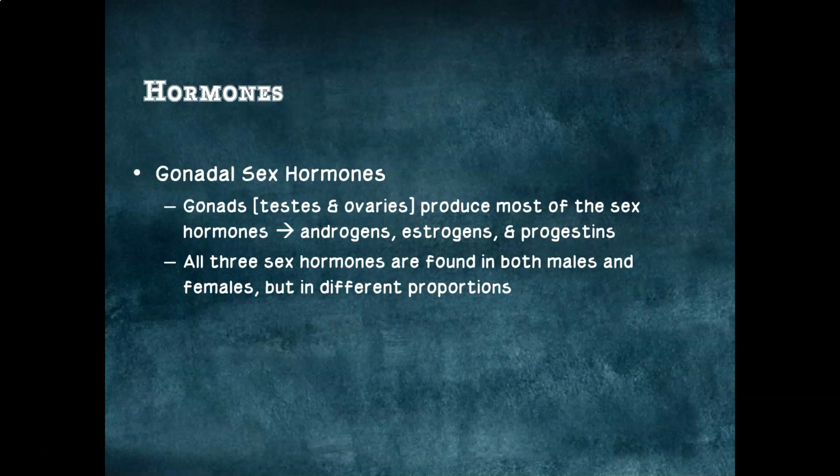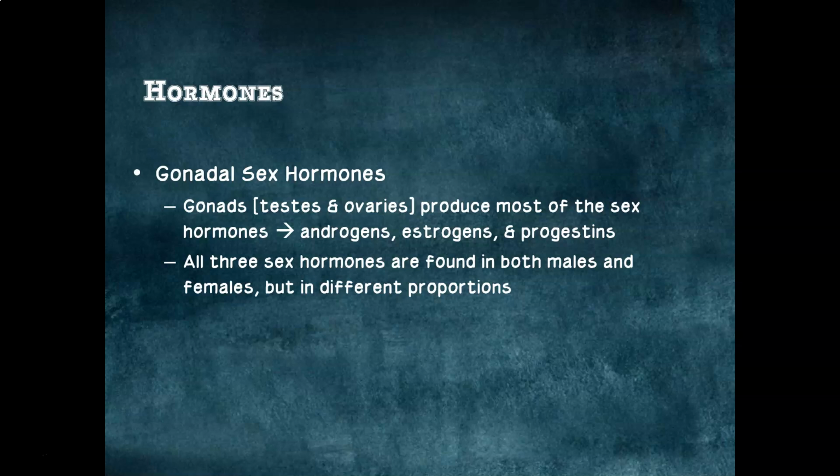All right, let's talk some sex hormones. So these are going to often be produced by your gonads, which include your testes and your ovaries. They produce overwhelmingly the largest amount of your sex hormones, which include your androgens, your estrogens, and your progesterones.